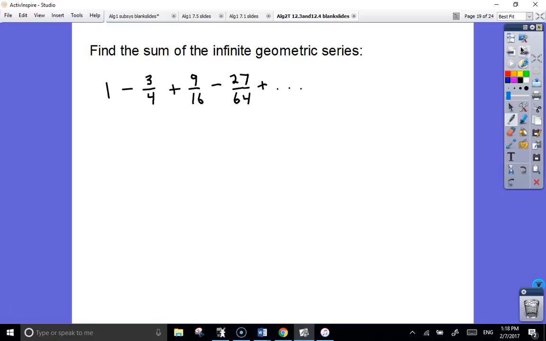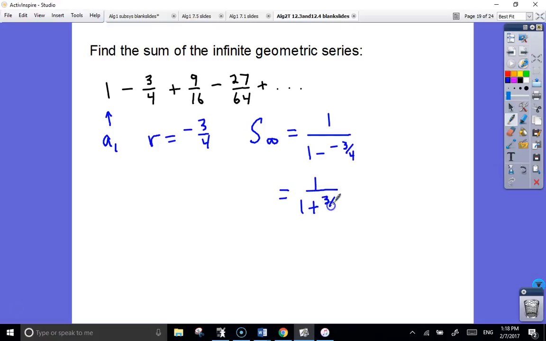But again, we need two pieces of information. We need the first term, which we've got, and then we need the r, right? And the r is the ratio of consecutive terms. But in this case, negative 3/4 divided by 1 is just negative 3/4. So that's what goes into your formula. S infinity equals 1 over 1 minus negative 3/4, right? Which is 1 over 1 plus 3/4, which is 1 over 7/4, which is 4/7.